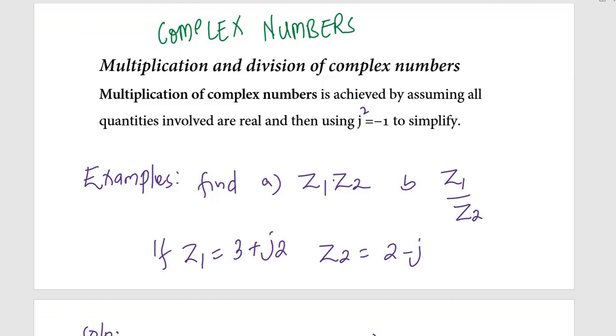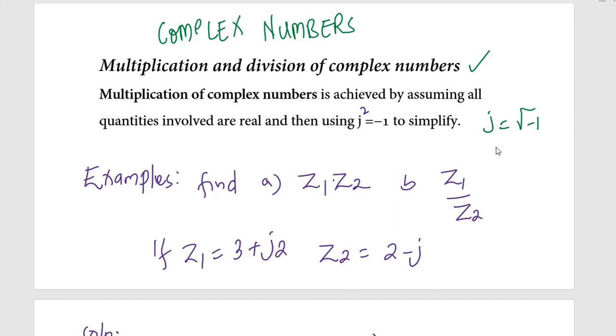Hello everyone, once again we have a discussion on complex numbers, and today we are looking specifically at multiplication and division of complex numbers. The multiplication of complex numbers is achieved by assuming all quantities involved are real and then using j squared equal to -1 for simplification, because we said in our past lectures, in the introduction of complex numbers, that j is equal to root of -1.